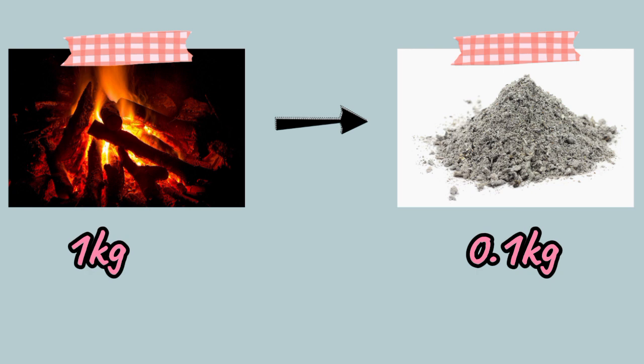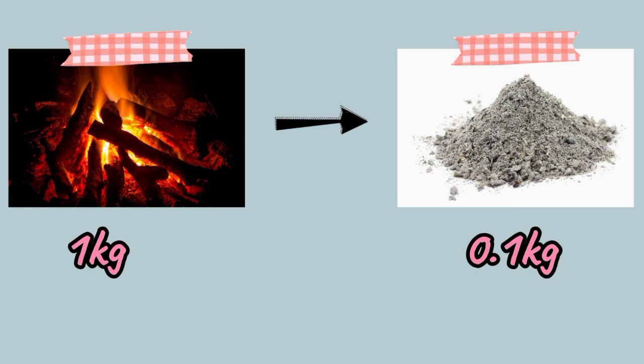Or we will observe this as an end product: ash. Now initially, if I ask you to compare the mass of the campfire wood and the ash, there is a great difference. But the law of conservation of mass states that in a chemical reaction, such as the burning of wood, mass can neither be created nor destroyed.